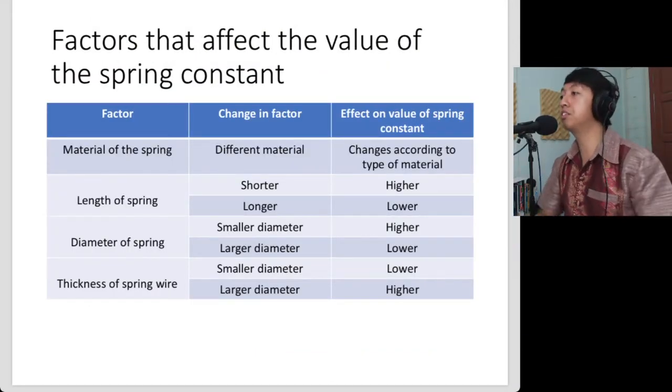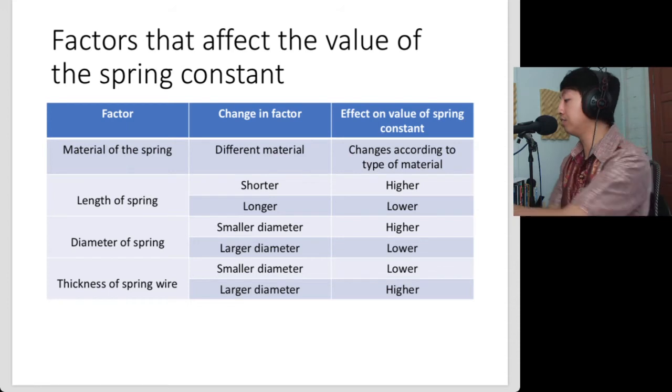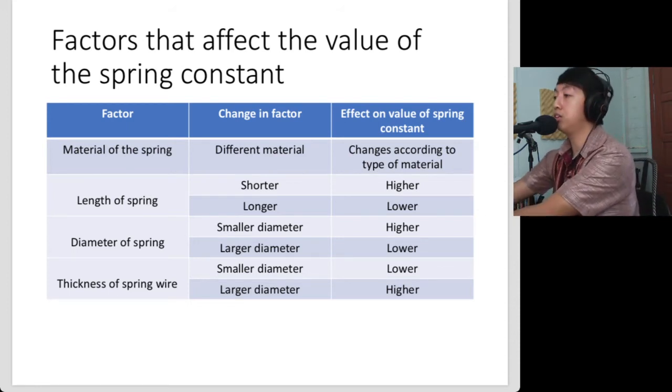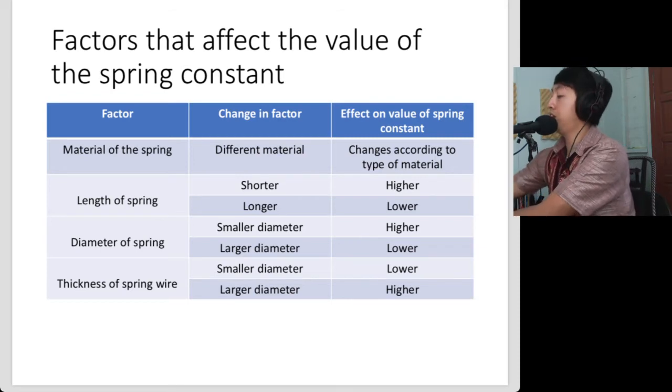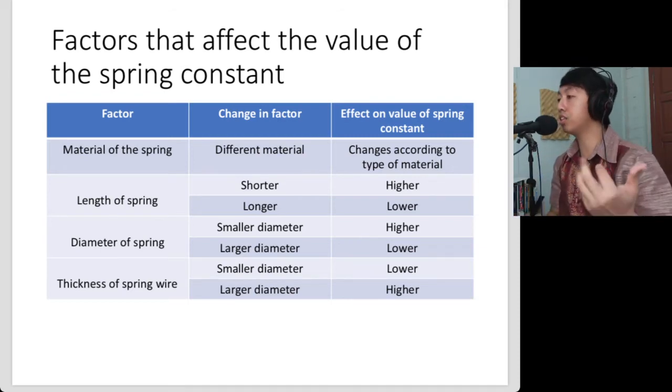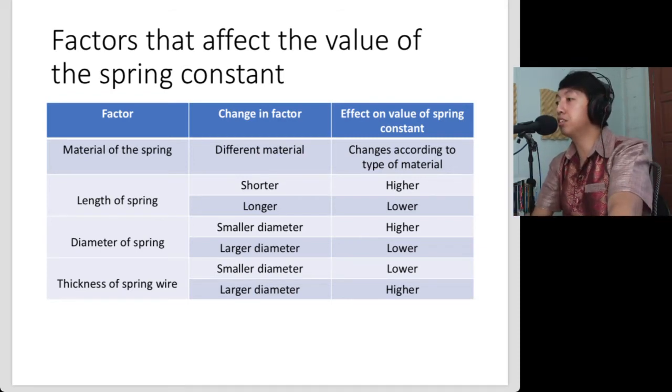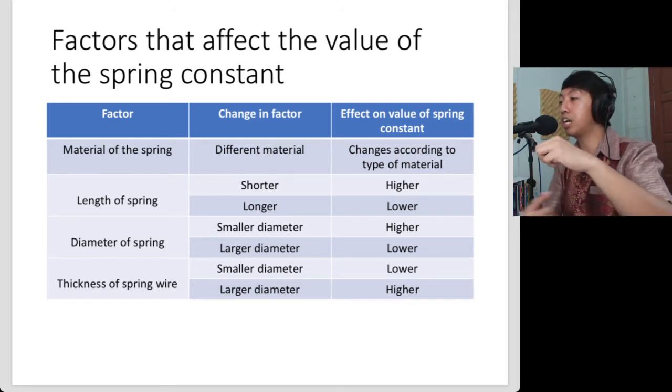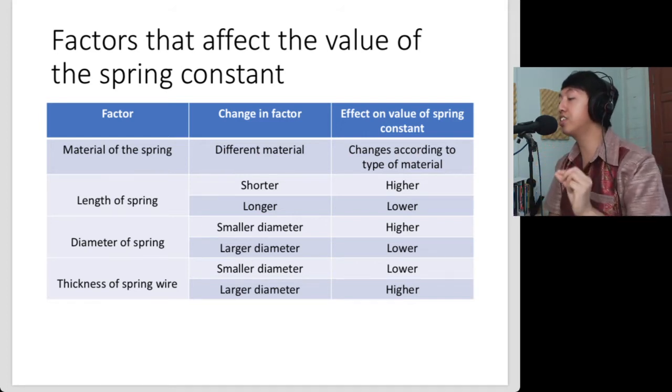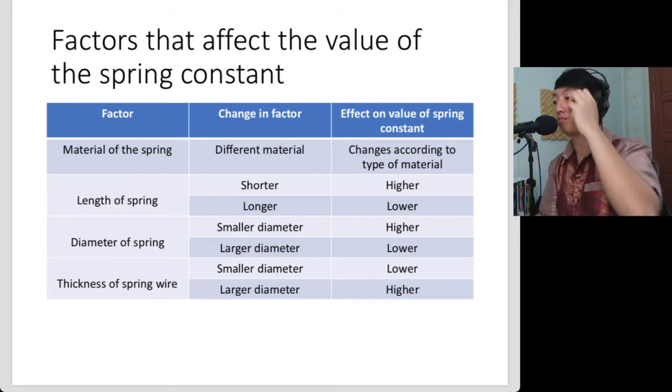So the spring constant is affected by different values. I'm not going to go into this in too much detail for now, but just be aware that these four things will affect the spring constant: the material of the spring, the length of the spring, the diameter of the spring itself, maksudnya berapa besar dia punya gulungan spring, and the thickness of the spring wire.